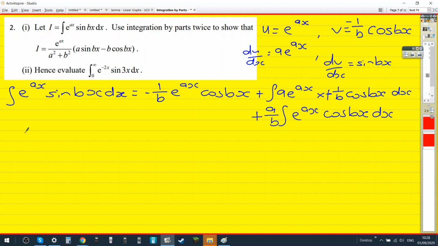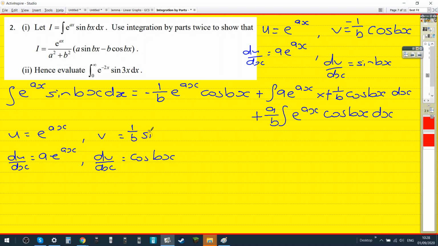So u is equal to e to the ax again. So u equals e to the ax. So du by dx is ae to the ax. And then dv by dx is cos bx. So that would give you 1 over b sine bx. So then you have 1 over b e to the ax sine bx.